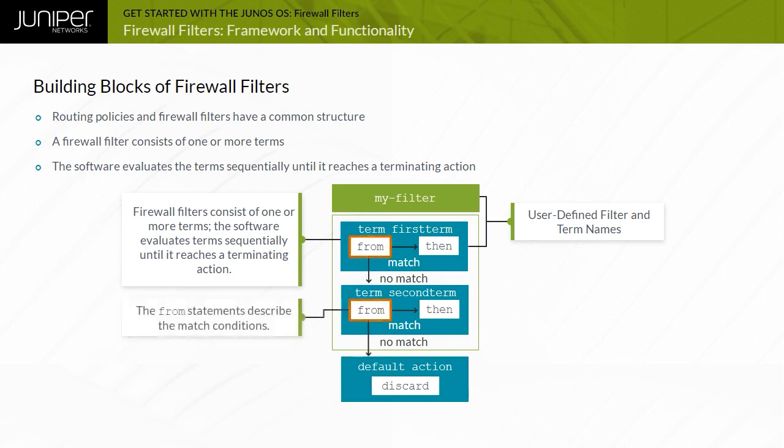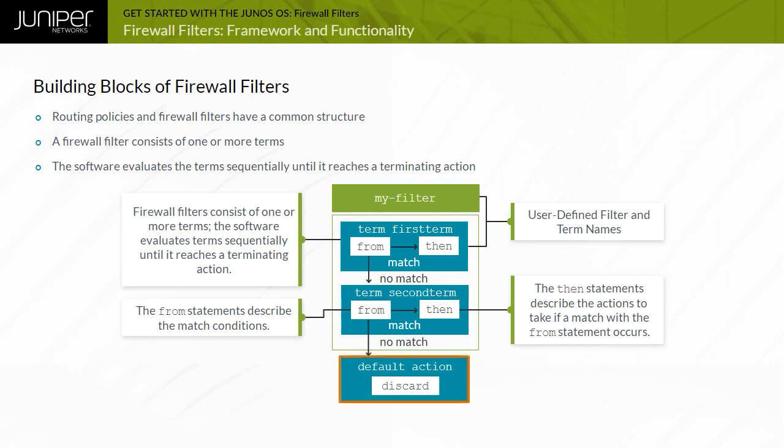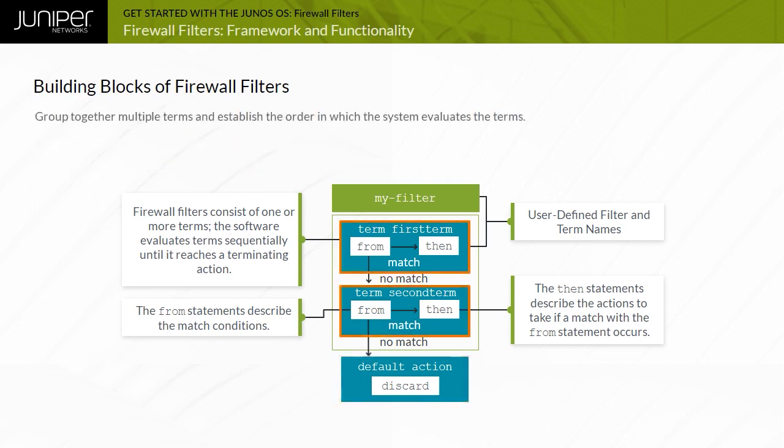The from statements in the conditions describe match conditions, and the then statements describe the actions to be taken if a match with the from statement occurs. If all the match conditions are true, Junos OS takes the specified action within the term. If no match conditions are specified, all traffic matches the firewall filter term and is subjected to the stated action. You use a filter to group multiple terms and establish the order in which the system evaluates the terms. The Junos firewall filters require at least one term.